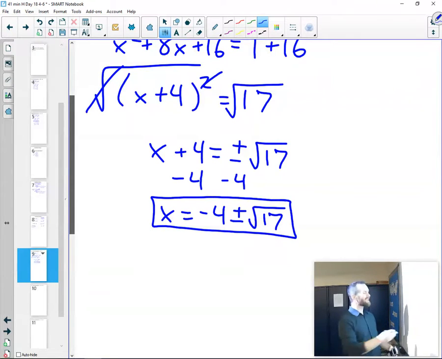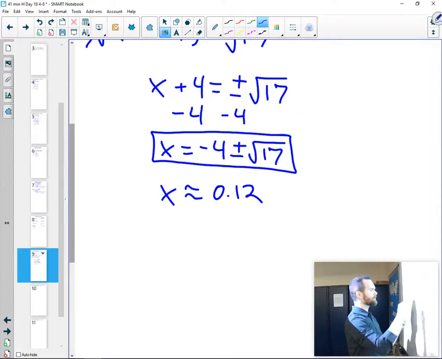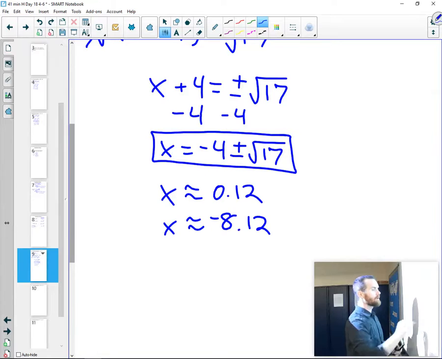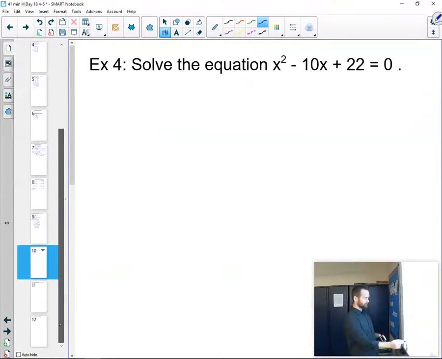That's the exact answer. I guess we could find a decimal approximation. Let's do that real quick. In a calculator, I'm just going to turn this back on, clear it, negative 4 plus the square root of 17. That came out to 0.12 when rounded. And if we subtract, that would be approximately negative 4 minus the square root of 17. That came out to negative 8.12. So we have an exact answer and 2 decimal approximations. Again, it's really important that you're able to find both versions of this answer. Let's do another one together. One more together, then one on your own, and that'll be the end of the lesson.